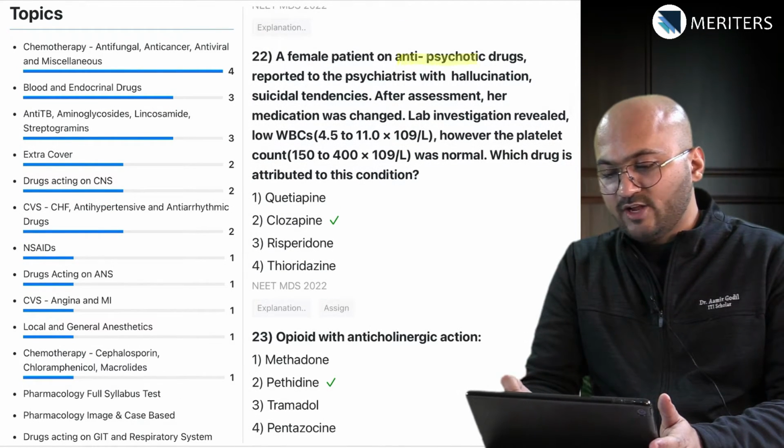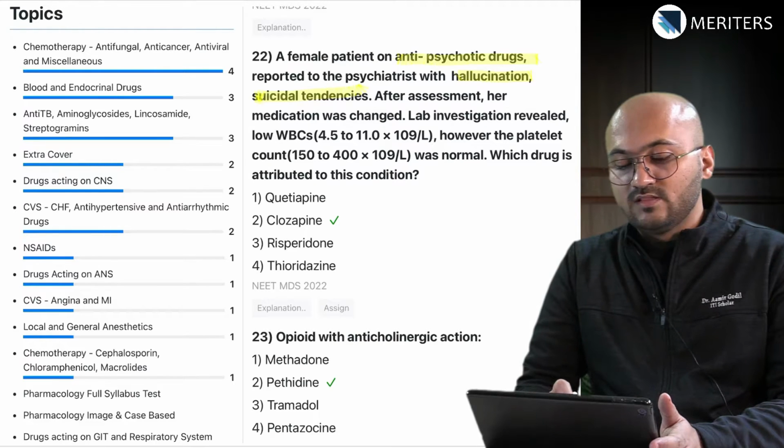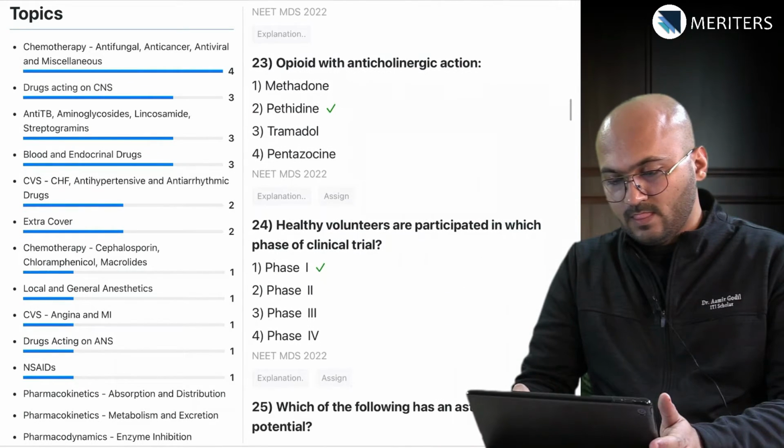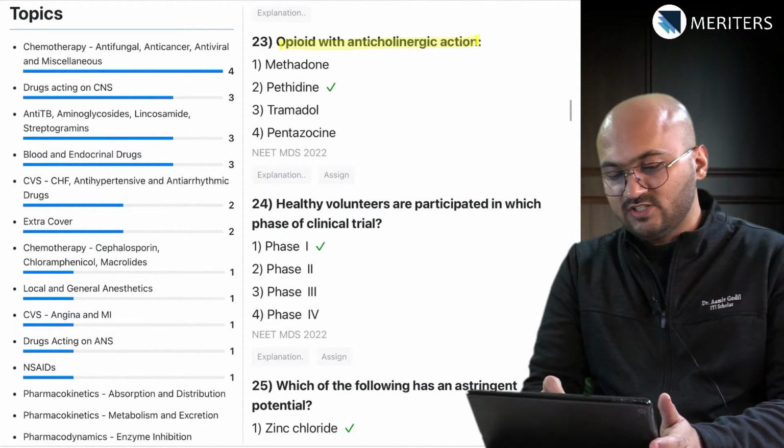Female patient on antipsychotic drugs reported to the psychiatrist with hallucination and suicidal tendencies. Then a lot of lab investigations have been put. This question is on clozapine. So these are drugs acting on CNS. Opioid with an anticholinergic action is pethidine.